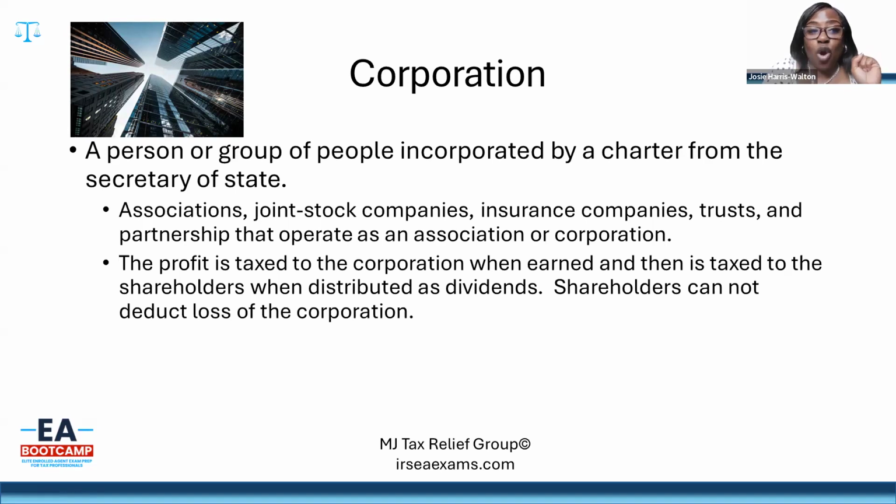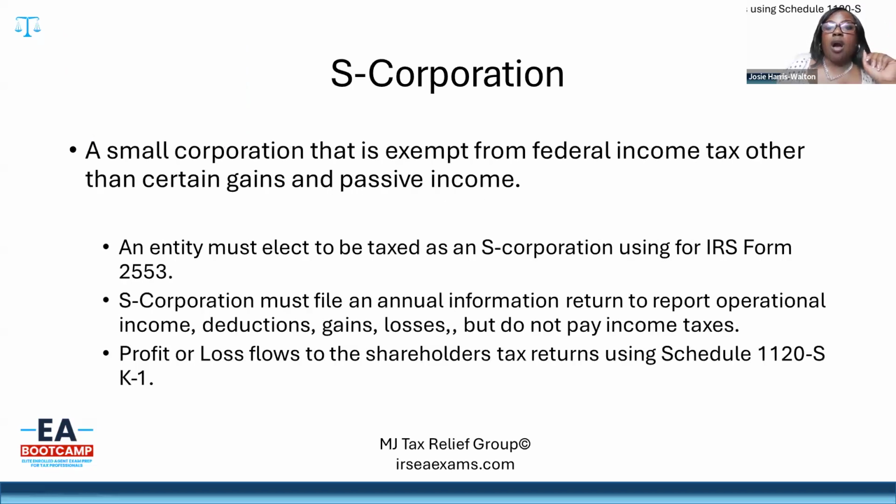But if a corporation, a partnership, or an LLC decides they don't want to be taxed that way, they can be taxed as an S corp, which is a small corporation that is a pass-through. Also, I forgot to put on there, and George already put it on there, an entity must elect to be taxed as an S corporation using Form 2553, or if you're a corporation, 8332. I forgot to add that. Thank you, George. And they file the 1120S as an informational return as well. The shareholders get a K-1 from the 1120S. They file that on their personal tax returns under Schedule E.